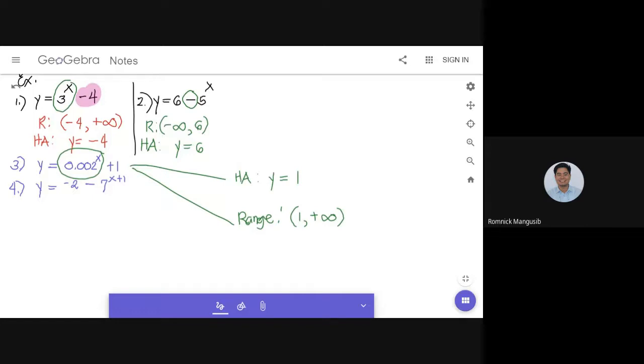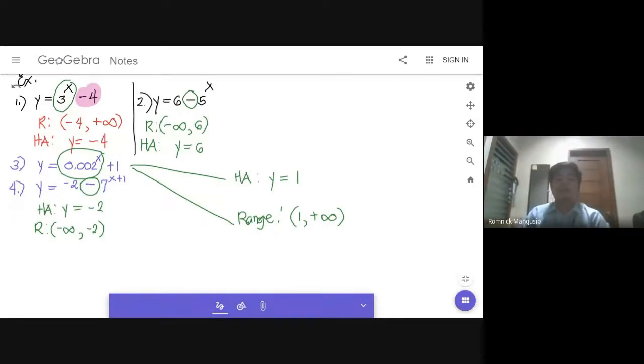Okay? Mapapansin nyo na hindi tayo gumagamit ng bracket. We always use parentheses in this case. In number 4, the horizontal asymptote is get the constant, equate to y, and the constant is -2. Y is equal to -2. However, when it comes to the range, on the other side, range is the set of all real numbers less than -2. Reason? Because we can see here a negative symbol. Yang si minus na yan ay ibig sabihin negative of 7 raised to x plus 1. Okay?